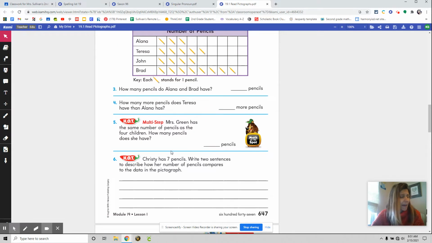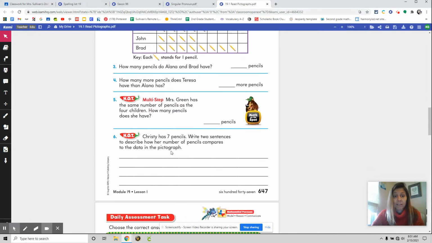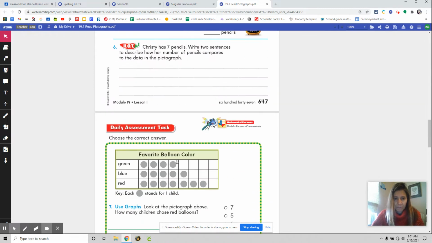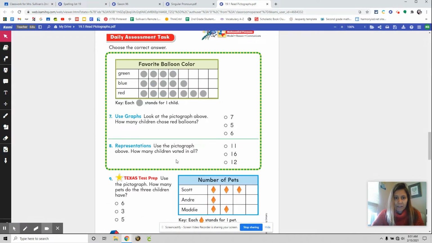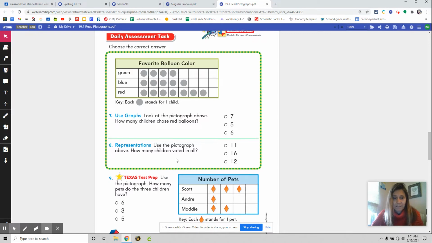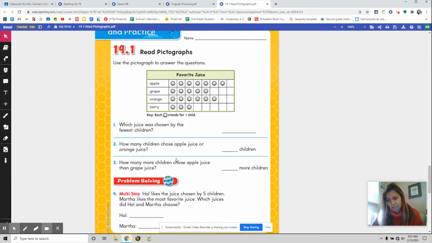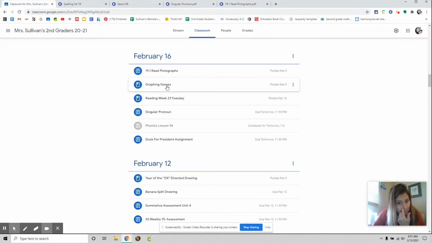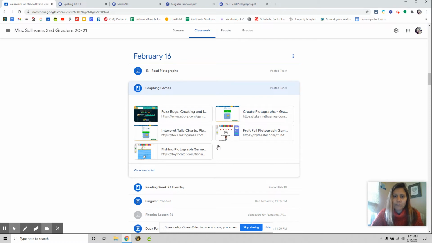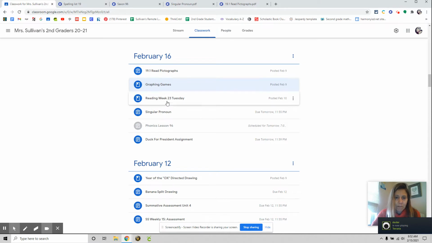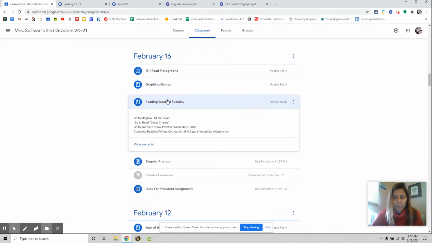I want you to do every single problem, including the hot problems and the multi-step problems. Don't forget to do this daily assessment task as well, but you do not need to do the homework assignment. All right, that is it for math. The next thing, Miss Watkins put on some really fun math games here that I think you'll really like, all about pictographs.